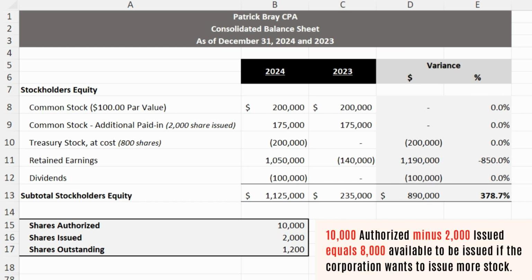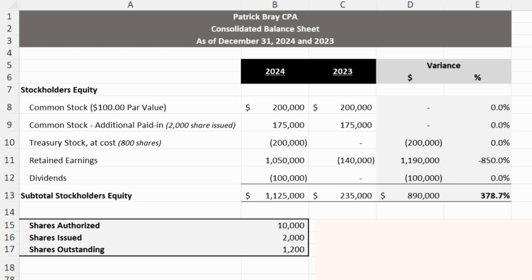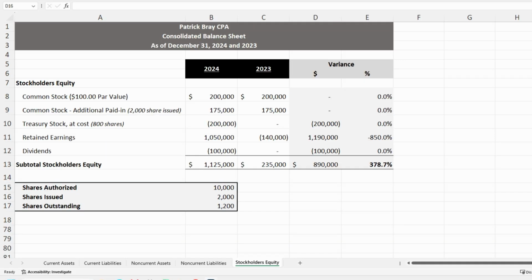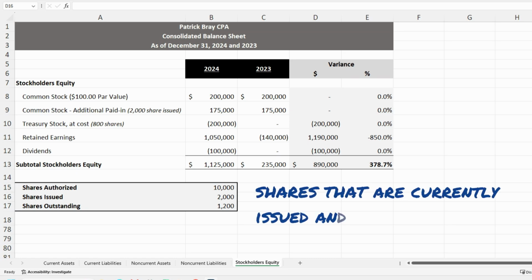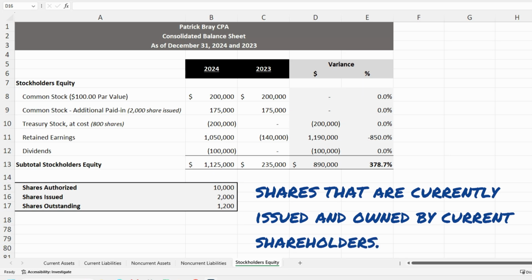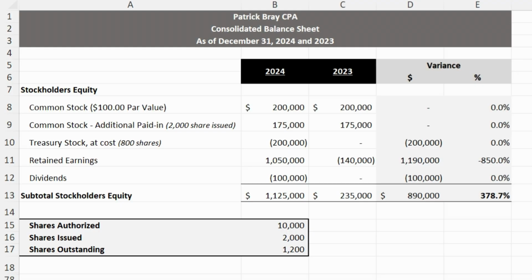And then the next level down from there is outstanding. How many shares are currently outstanding? How many shares are actually owned by shareholders? That is the difference between authorized, issued, and outstanding. A lot of times you're going to see issued and outstanding be the exact same number. But we're going to go over why that number can be different when you're looking at a balance sheet of a corporation. So let's dive into our first category, which is common stock issued at par value.